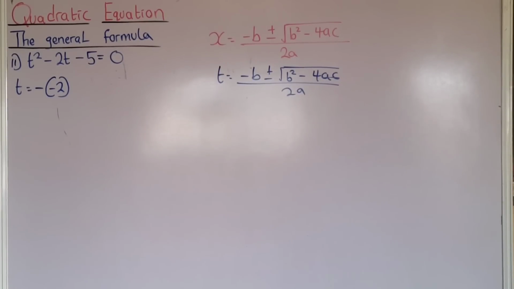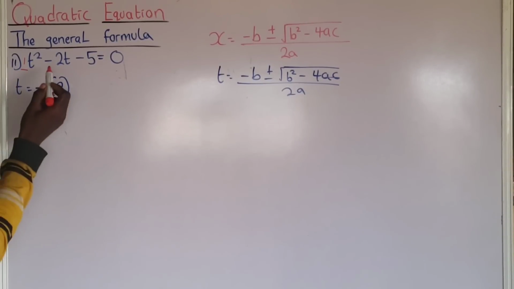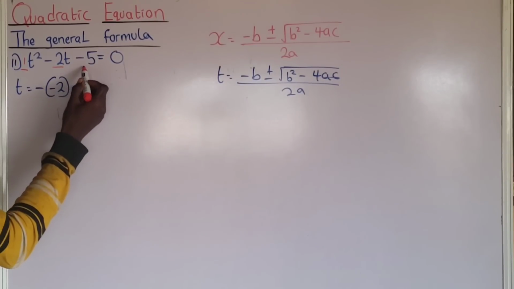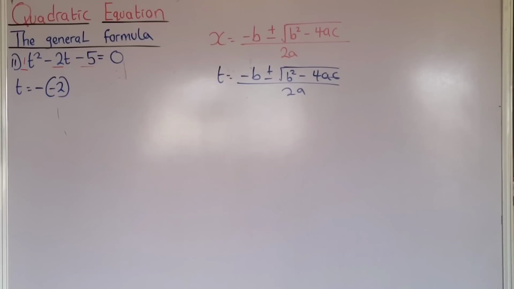Let me explain. Don't forget that I told you that a is the coefficient of t squared. So in this case, a is what? 1, because there is an invisible 1 at the front of this t, you understand? So b is the coefficient of t, that is the second term here, and that is negative 2. And c is the constant term. The constant term in this quadratic equation is what? Negative 5. So here is the constant term, which is negative 5.